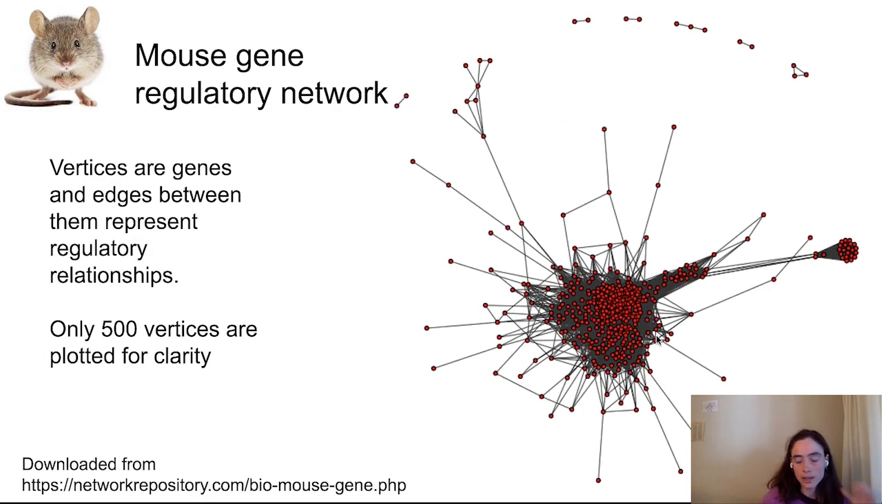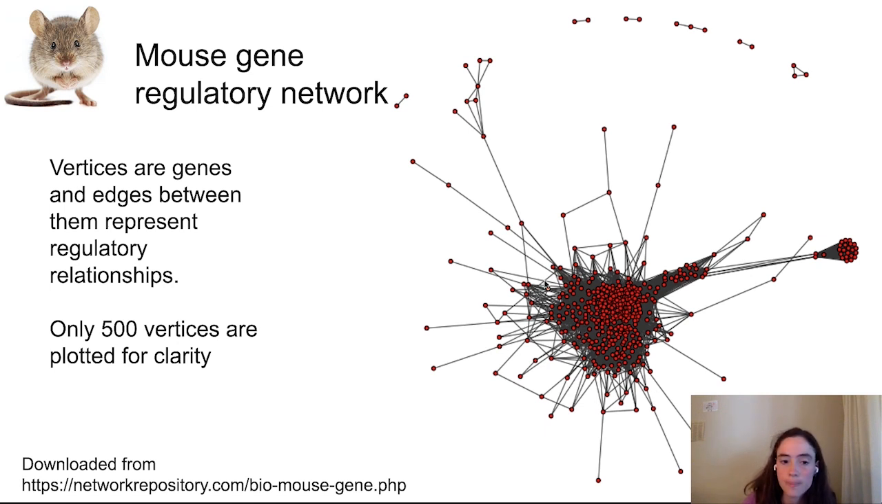Then our next data set is a mouse gene regulatory network. So this is a biological data set, and each vertex represents a different gene, and edges represent regulatory relationships between those genes. So this kind of network can give us a sense of how genes and gene expression are regulated in this specific mouse data set. So we can see there seems to be a large set of genes that are all co-regulating each other.